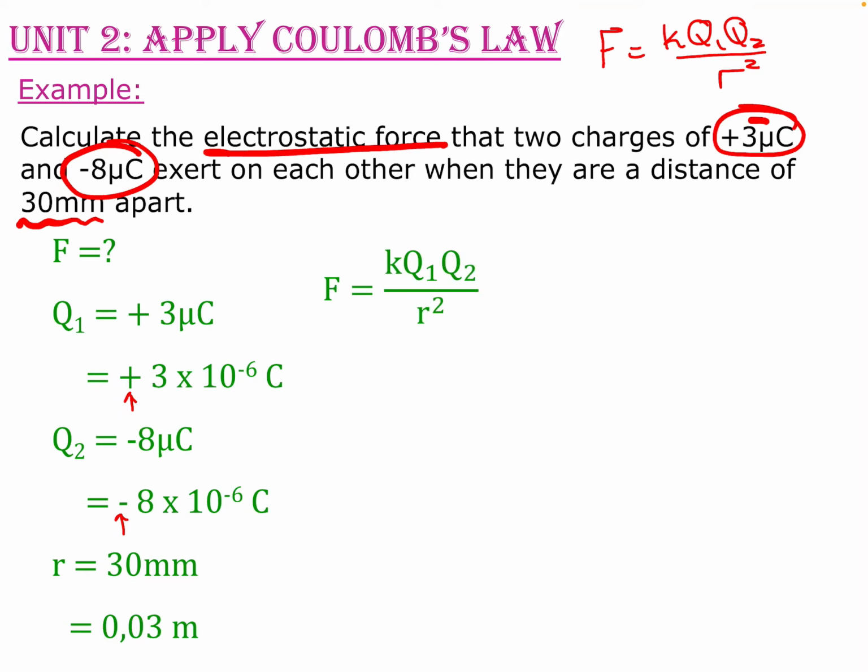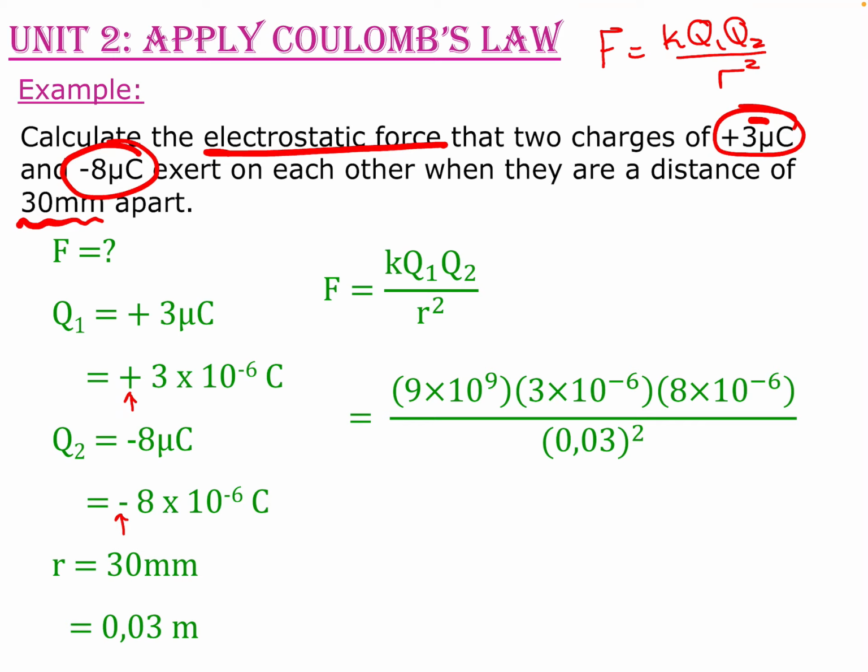F equals K Q1 Q2 over R squared. So we have 9 times 10 to the 9, 3 times 10 to the minus 6, no negative there, we leave it as it is, 8 times 10 to the minus 6, and we're going to divide all of that by 0.03 squared. So we take out our calculators. Very important, we put it in our calculator and we get an answer of 240 newtons.